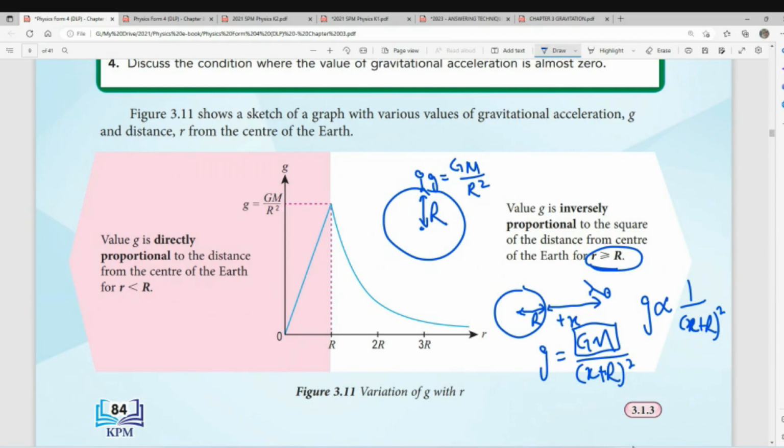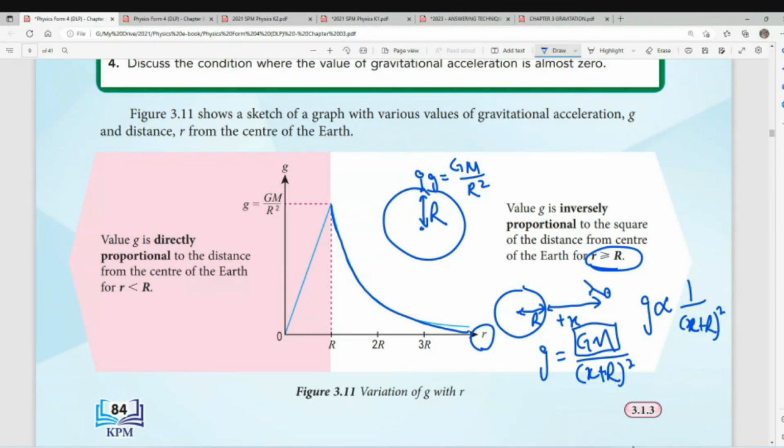According to the chapter 1 relationship that we learned, when we have a graph showing the axis as R, but the relationship is R squared, it becomes a curved line. That's why, because of the inverse proportion, the negative variance gives a curved line. This is the proof for when your R is more than the radius of the Earth.